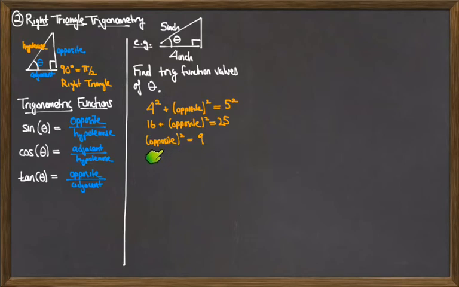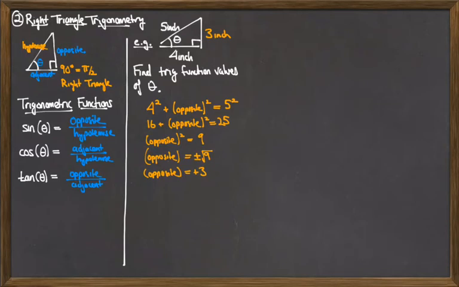Notice that this is the square of the length that I'm looking for, so I'm going to conclude then that the opposite side must be plus or minus the square root of 9, or plus or minus 3. But of course, these are lengths that we're talking about, so we'll take the positive square root of 9 in order to find that the opposite side is in fact 3 inches long.